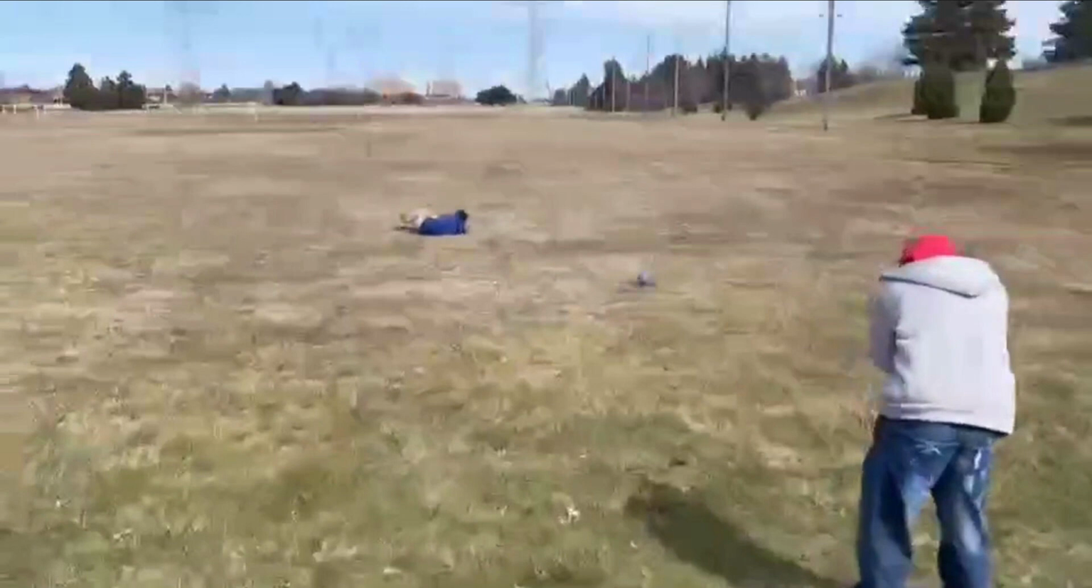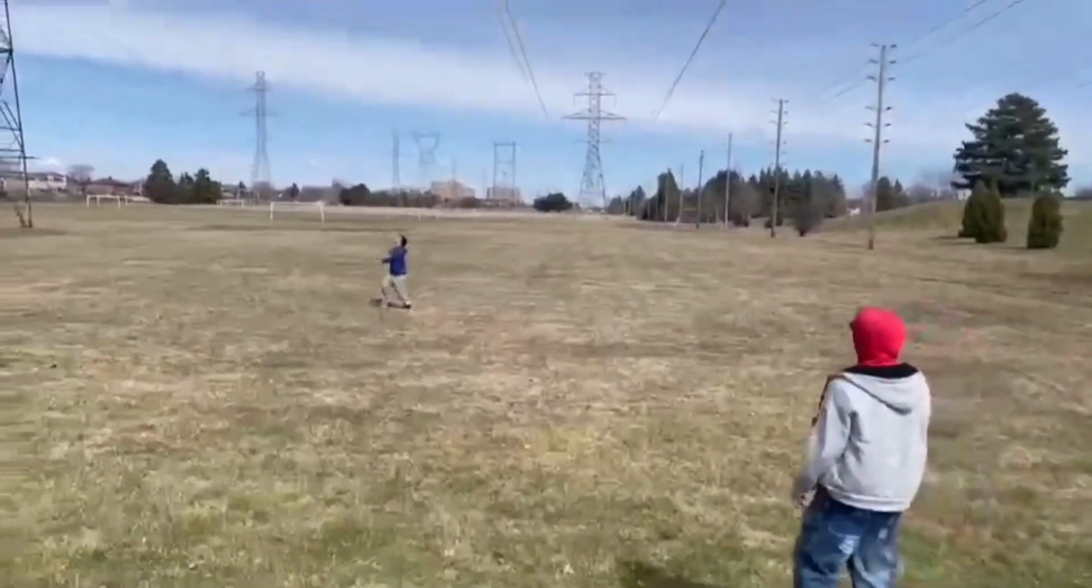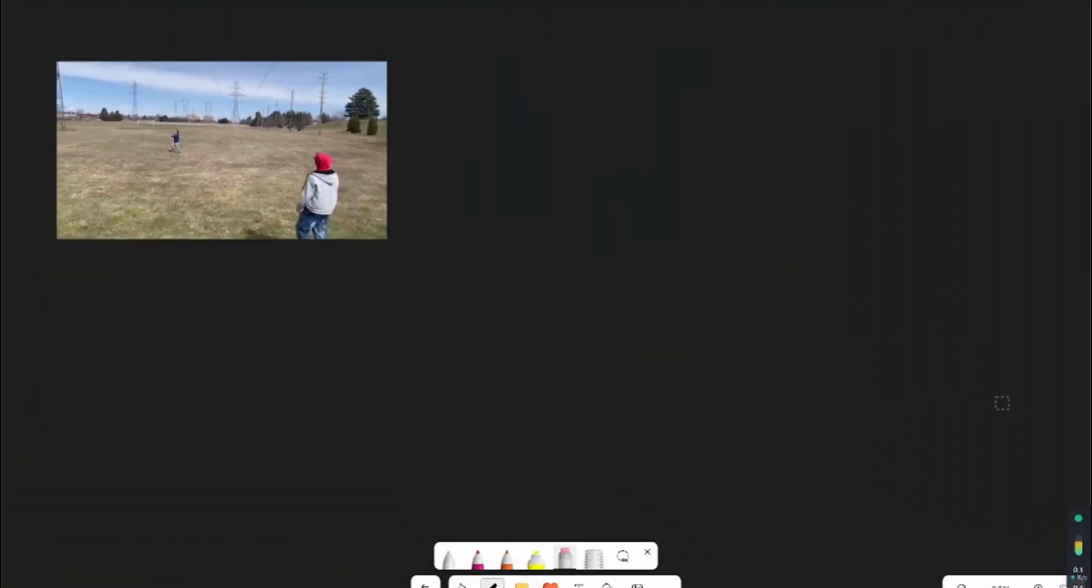Wait a second. This is not right. Let us rewind a bit. Alright, so from this video we can clearly see that the person fell over because he threw an object. Now the reason why he did this is because of Newton's laws.